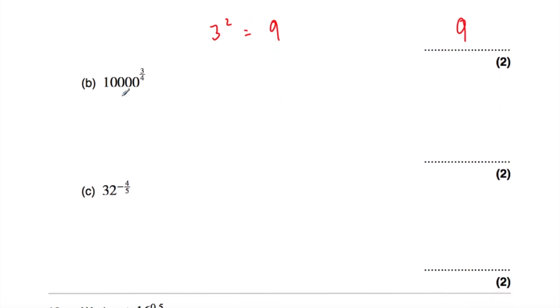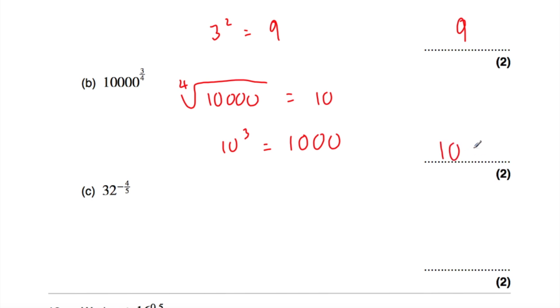Part B, we've got 10,000 to the power of 3/4. So we're going to take the fourth root and then cube it. The fourth root of 10,000 will be equal to 10, because 10 times 10 times 10 times 10 is 10,000. And then we're going to cube it. So 10 cubed is equal to 10 times 10 is 100, times 10 is 1,000. So that'd be equal to 1,000. And that's it.